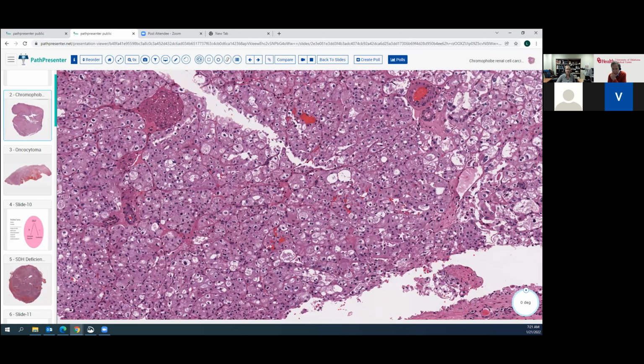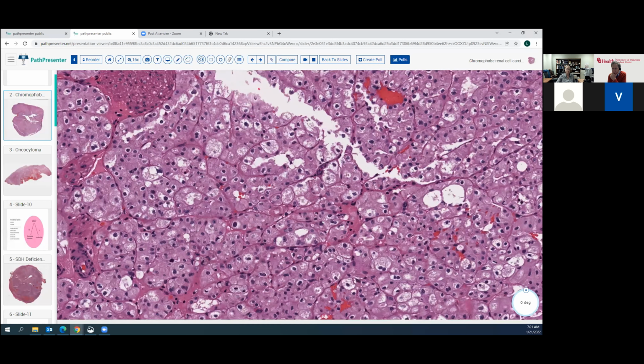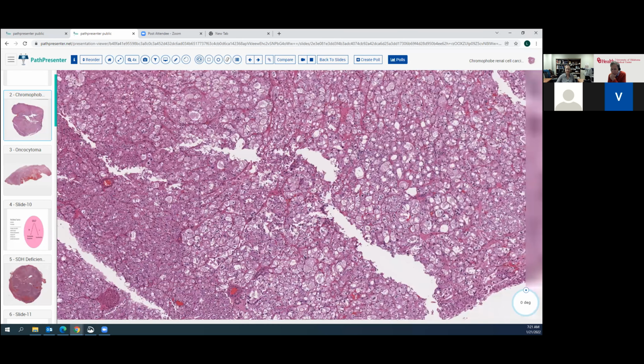Things to appreciate: when we look at the eosinophilic cells, there's not a lot of change in the nuclei or the nucleoli as what we would see in clear cell renal cell carcinoma, where when you go to the pinker areas, the nuclei get more bizarre. In chromophobe renal cell carcinoma, they're pretty uniformly distributed between the clear areas and the pink areas. Does anyone have any questions right now regarding this entity?